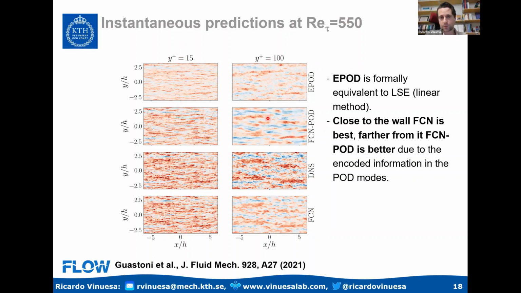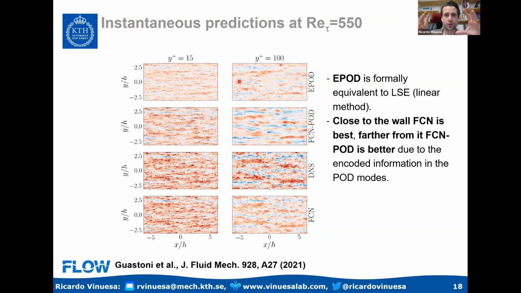The second column is at y plus 100, that's farther away from the wall. And the third row is the DNS, that's the reference, and that's what we want to predict. The first row, this one over here, is a prediction based on the extended POD. The extended POD is a linear method formally equivalent to linear stochastic estimation.